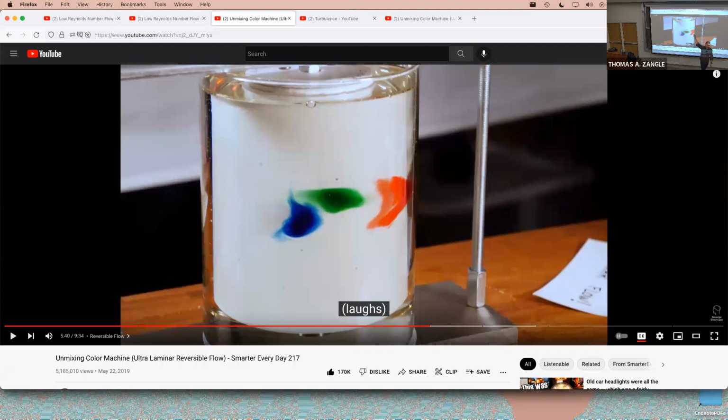There's definitely going to be some, right? There's diffusion, and viscosity generates heat.